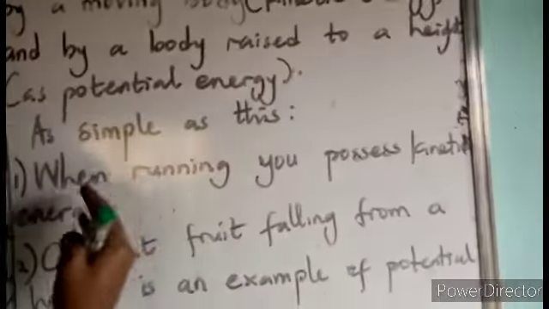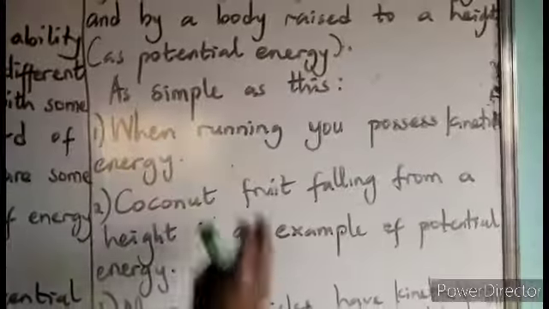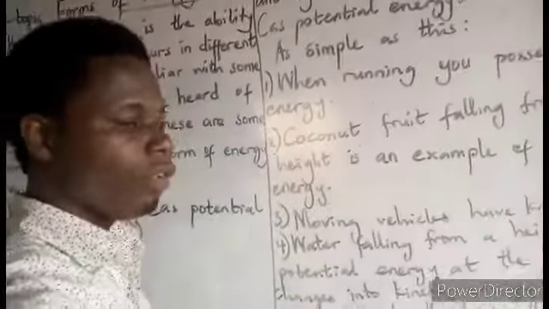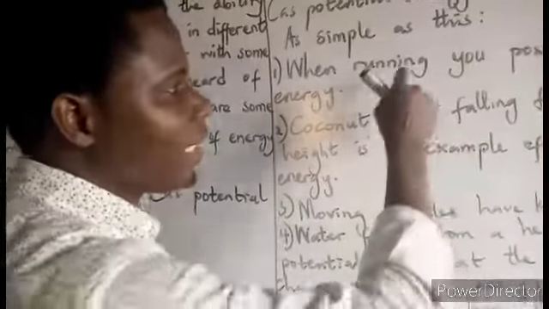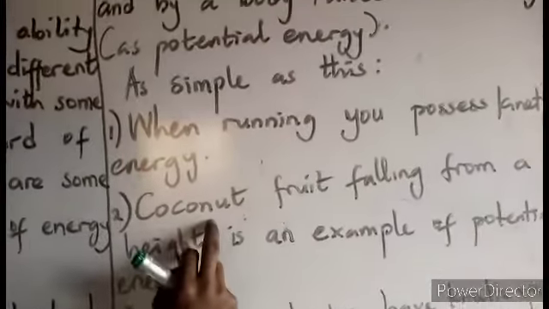As simple as this. When running, you possess kinetic energy. Whenever you are running, you possess kinetic energy. So anybody that is running, you can simply tell the person, do you know the kind of energy you possess? Oh, you possess kinetic energy. Very simple as that. Now, second example, coconut.